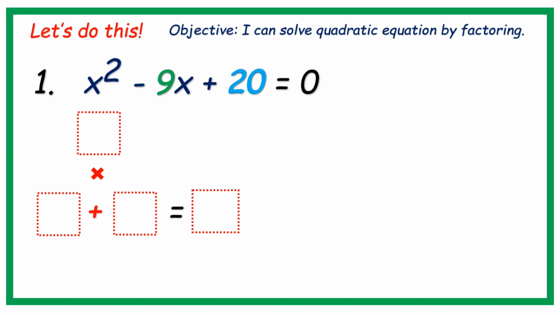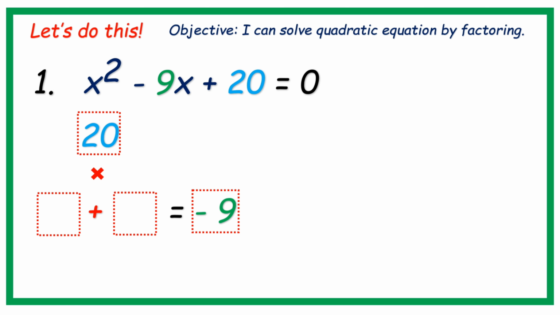Again, we're going to bring down the guide. The 4 squares here will serve as a guide. We're going to put 20 here on top and negative 9 here. Then after that, we're going to think of factors of 20: two numbers that when you multiply, the answer is 20, and when you add, the answer is negative 9.